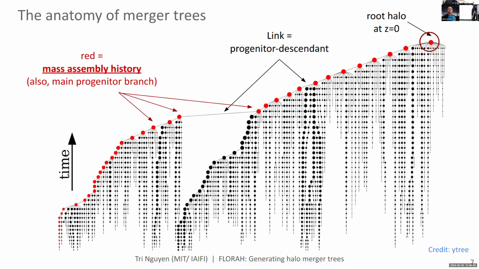So this is the root halo, for example, the Milky Way of these merger trees at redshift equal to 0. And each of the links here shows you the descendant-progenitor relationship. So which halos are merging into which halo, and which halo is evolving into which halos. And the red branch here is called the mass assembly history, also known as the primary progenitor branch, which is one of the most important branches because it's keeping track of the most massive halo over time. And this has the most significant effect on the merger history of this root halo at redshift equal to 0.